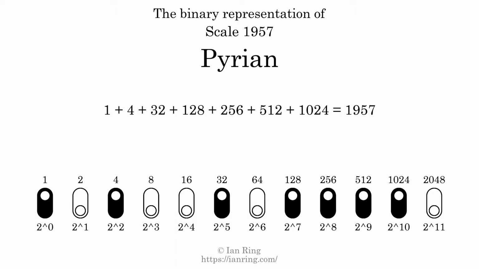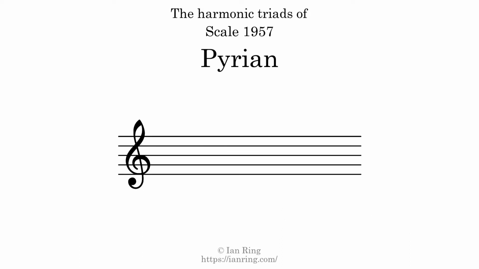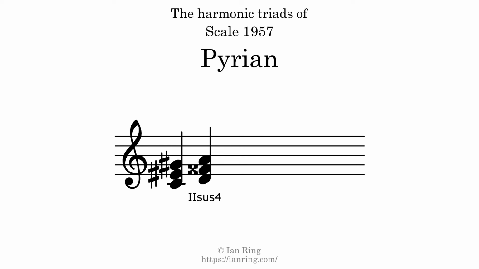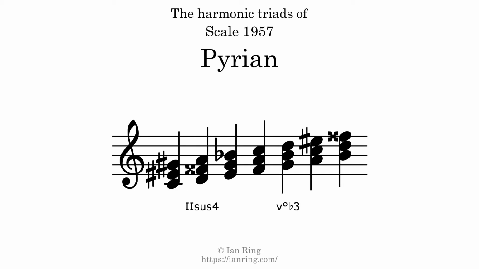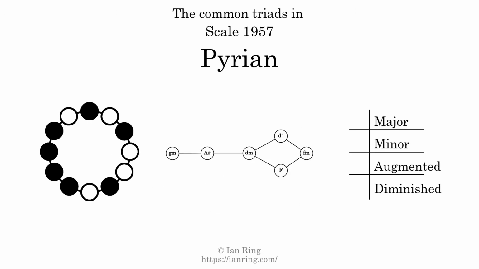The scale number not only enumerates the scale with a unique index, but it also literally describes the tonal content of the scale. Represented as a binary number in base 2, the scale number is 0111101000101. Here are the harmonic triads present in this scale. Unnamed. sus4. Unnamed. Unnamed. Diminished flat 3. Unnamed. Unnamed. Here are the common triads present in this scale.